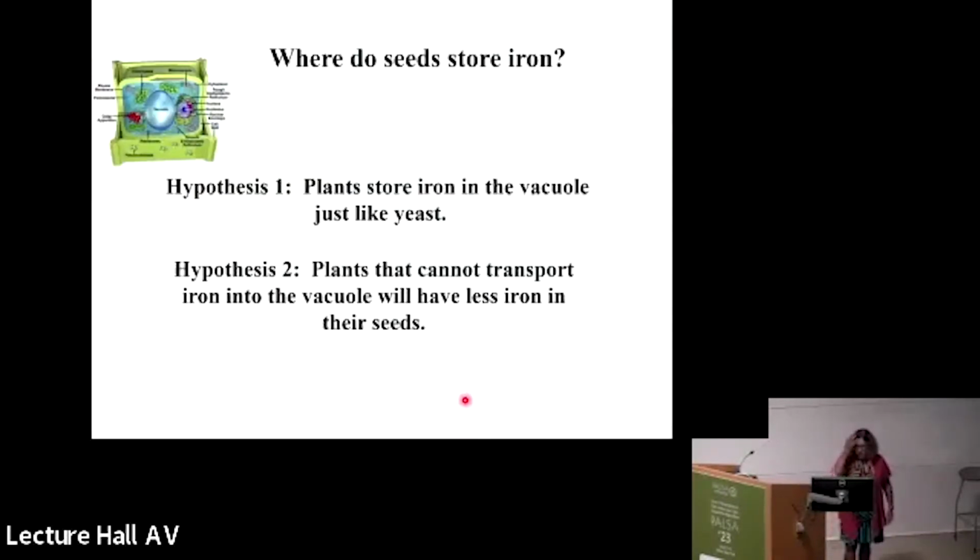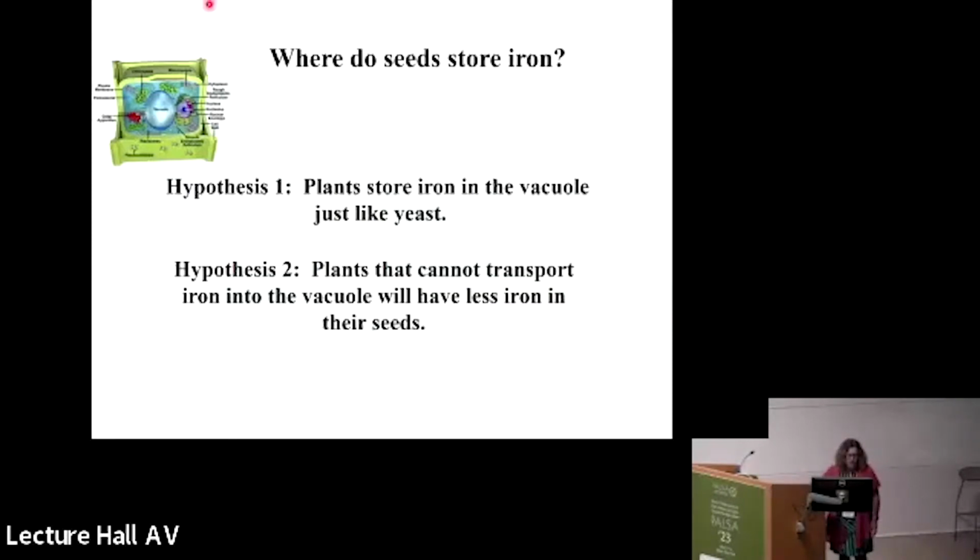So we asked a very simple question in the lab, which is, where do seeds store iron? Our hypothesis was that plants are going to store iron in the vacuole, just like yeast. And then we had a second hypothesis, which is if a plant couldn't transport iron into the vacuole, then it would have less iron in the seed.